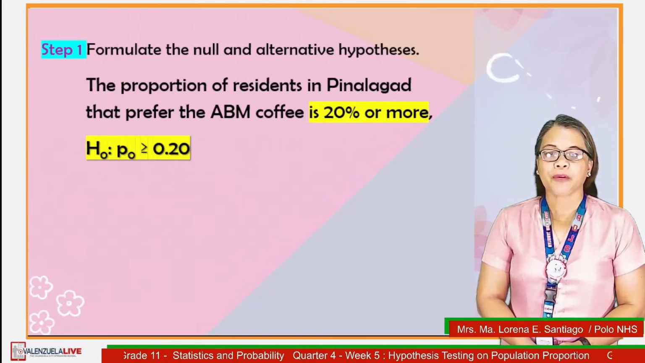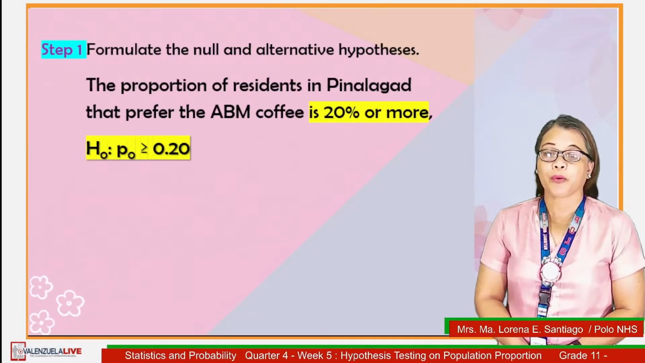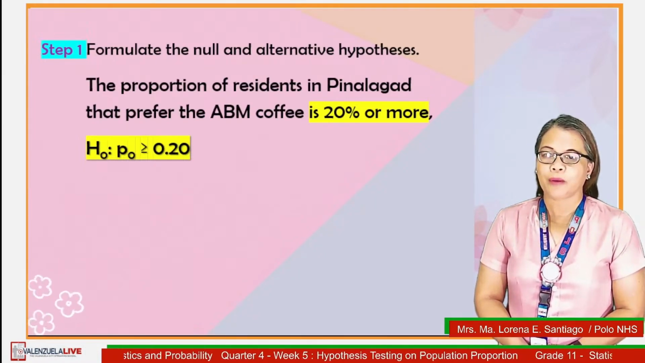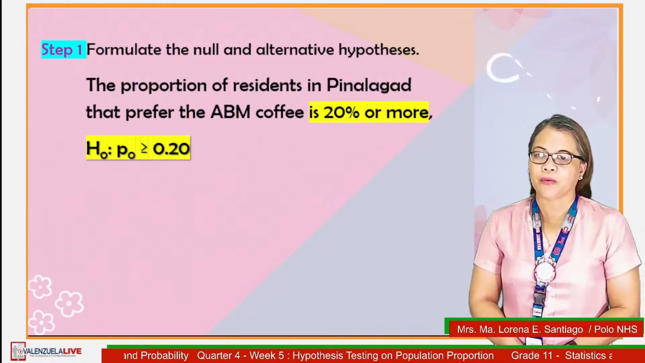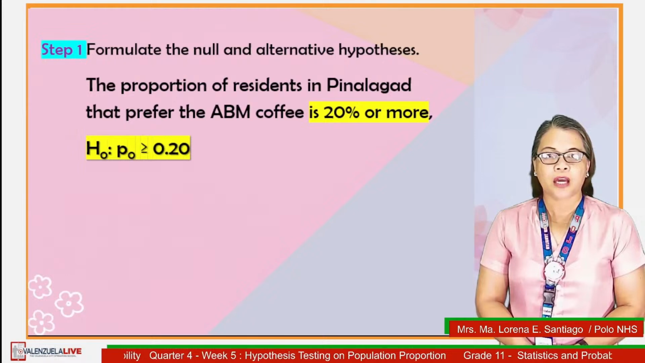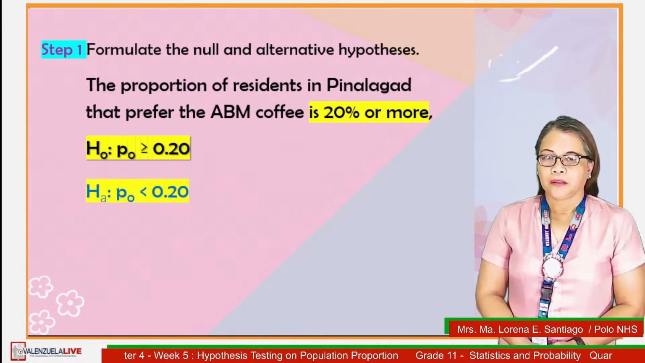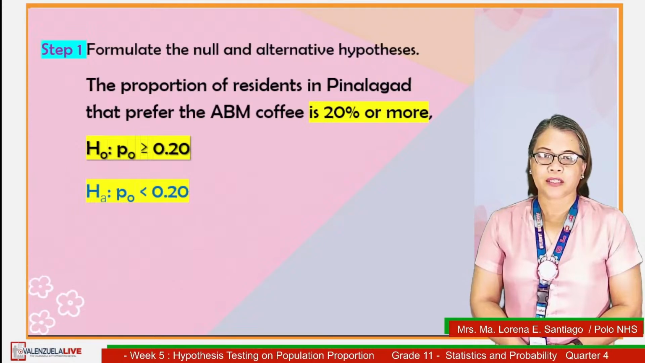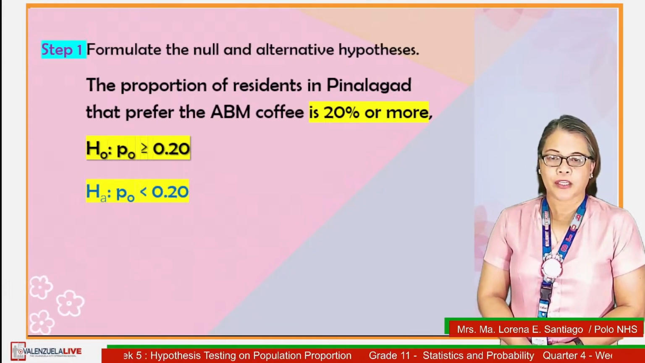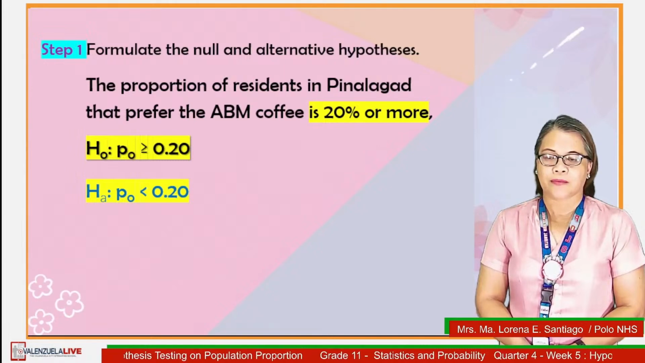The proportion of residents in Pinalagan that prefer the ABM coffee is 20% or more. So we can represent p sub 0 greater than or equal to 0.20. That would be our null hypothesis. Now, the alternative hypothesis would be the opposite, which is p sub 0 less than 0.20.